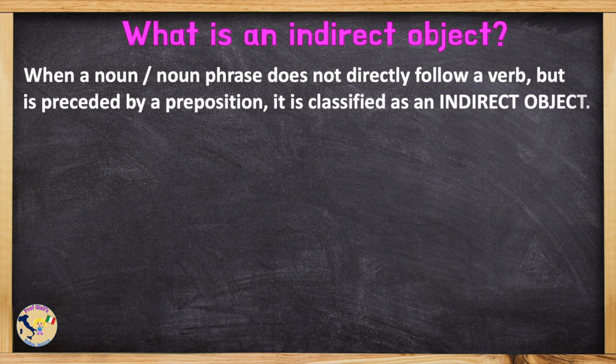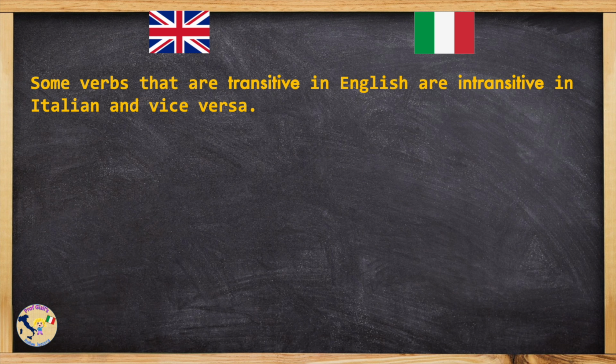A word of warning before we look at Italian indirect object pronouns. In the examples I'll provide throughout the lesson, you will notice that the English translation of the sentences does not always reflect the transitive or intransitive nature of Italian verbs. This is because some verbs that are transitive in English are actually intransitive in Italian and vice versa, and the same thing goes for direct and indirect pronouns.